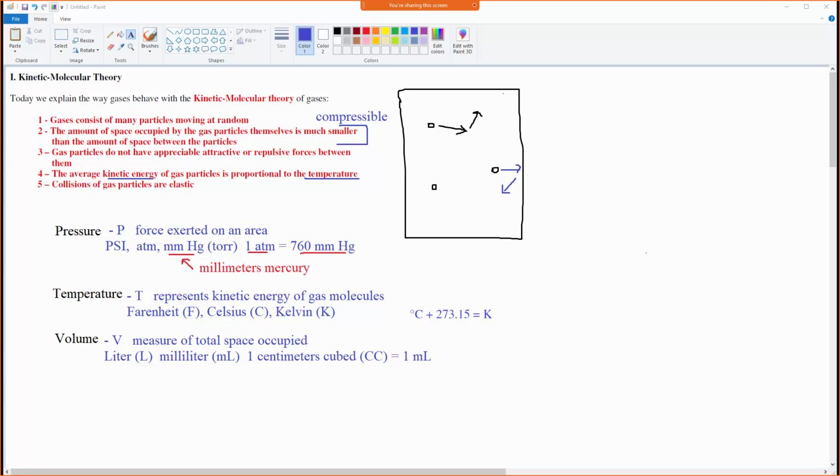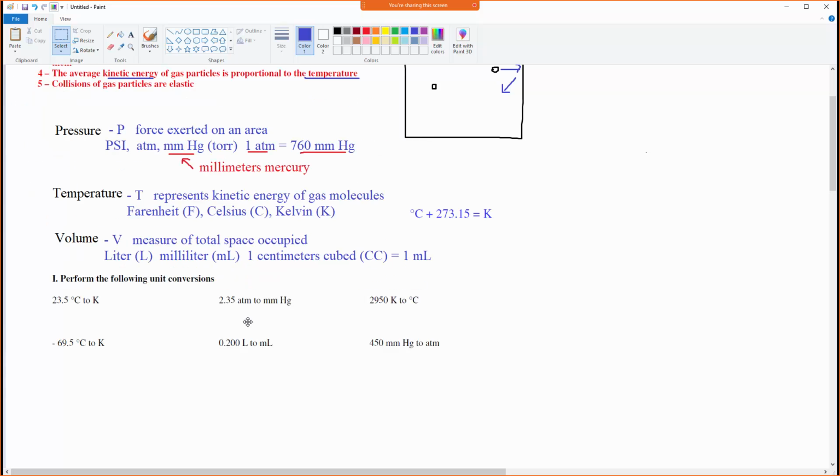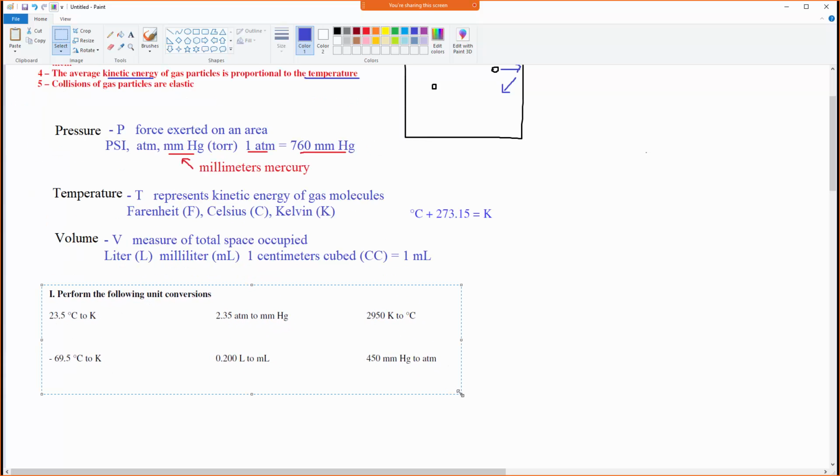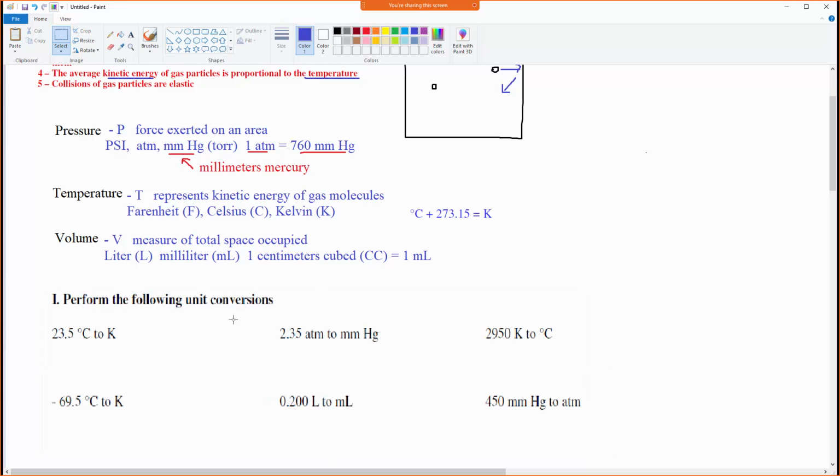So the first thing I have you doing, because you're going to have to do it a lot in this chapter, is some simple conversions. Not between pressure and temperature, but between different pressure units and different temperature and volume units. Okay, so this is just from your worksheet. Number 1, perform the following unit conversions. Here we've got degrees Celsius to Kelvin, atmospheres to millimeters of mercury, liters to milliliters, and so forth.